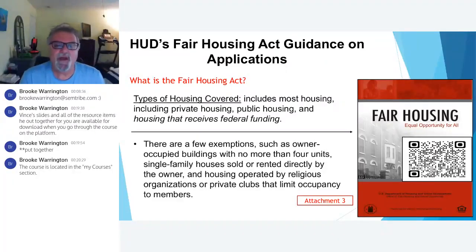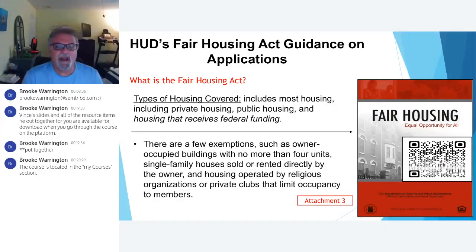It says types of housing covered includes most housing, including private housing, public housing, and housing that receives federal funding. So that's us. That is tribal TDHEs and other housing departments and other entities. Anyone that receives federal funding for housing needs to be aware of these regulations and guidelines and the legislation.